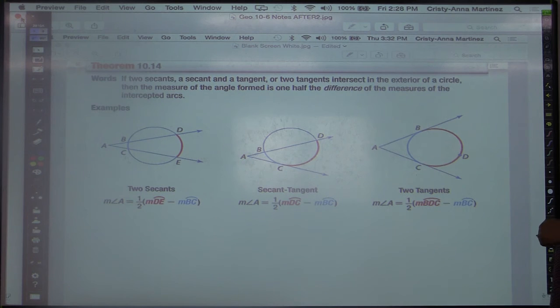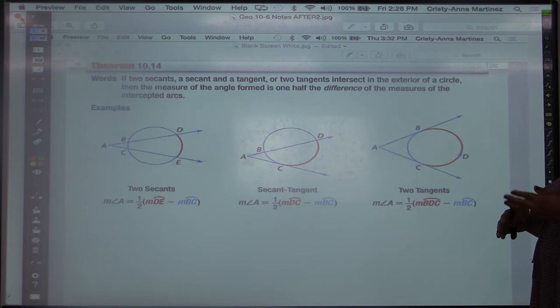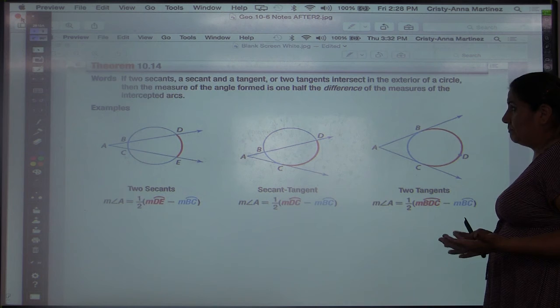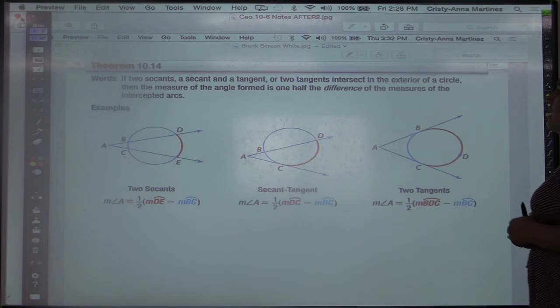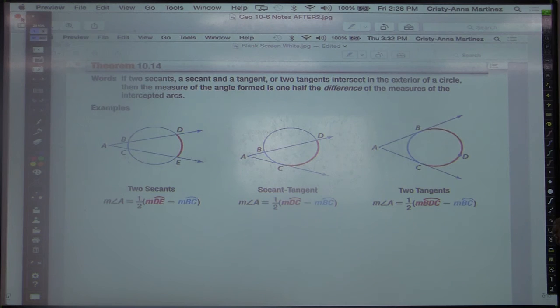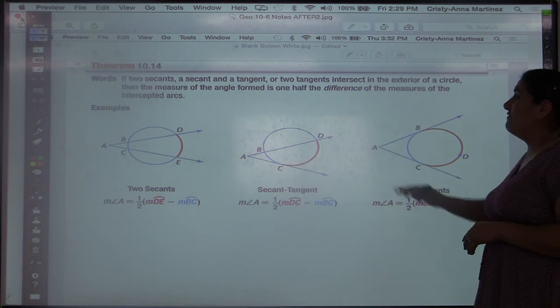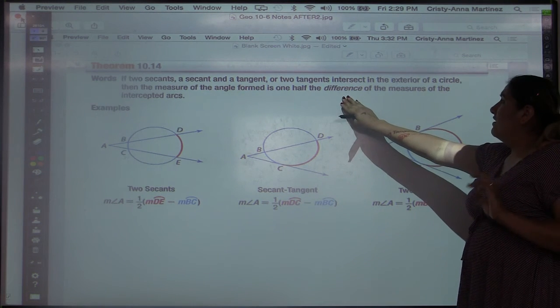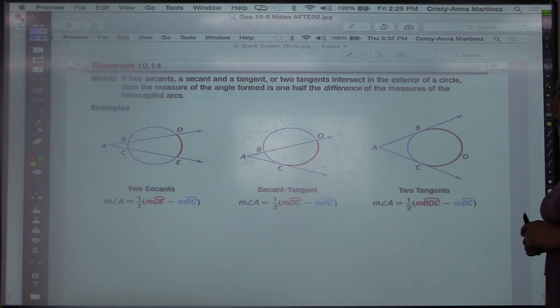So in this case, they're intersecting on the exterior. So the first theorem was them intersecting on the inside. The second theorem was them intersecting at the point of tangency. Now we're talking about them intersecting on the exterior, or the outside, of the circle. When that happens, the measure of the angle formed is 1/2, so it's very similar to that very first theorem, but it's actually 1/2 the difference, not the sum, the difference of the measures of the intersected arcs.